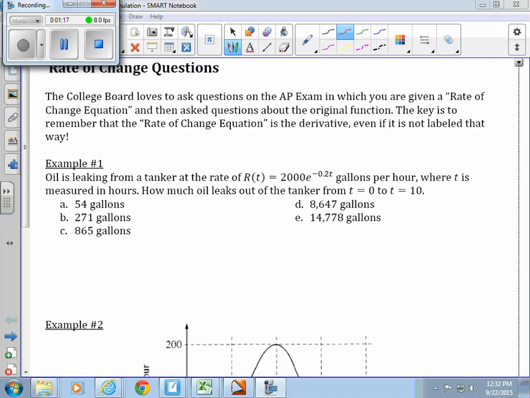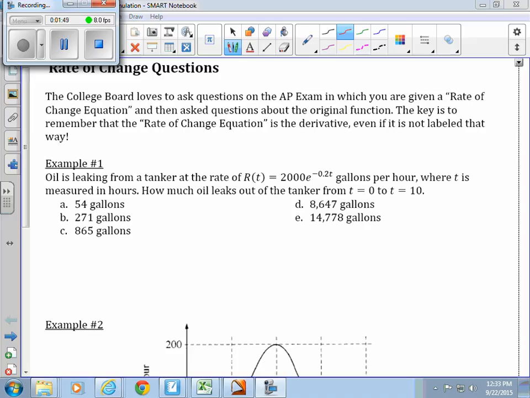Oil is leaking from a tanker at the rate of R of T equals 2,000 e to the negative 0.2 T gallons per hour, where T is measured in hours. How much oil leaks out of the tanker from time 0 to time 10? So if it's just how much leaks out, not how much is left. Right. So how much leaks out of the tanker?